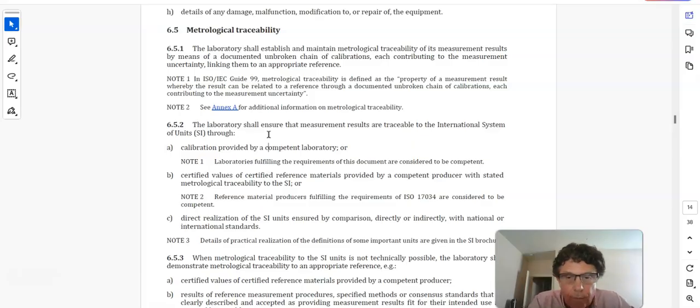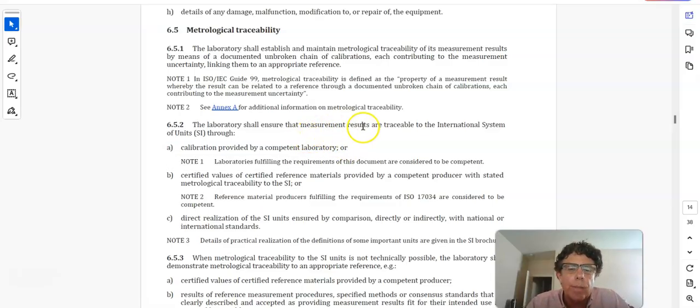Well, that depends on how often you use your balance. If you use it every day, then I would recommend that you check your balance every day. So that being said, if you were to only do B, let's say, and you didn't do A, are you meeting the requirements of section 6.5.2? Yes, because this is an or statement.